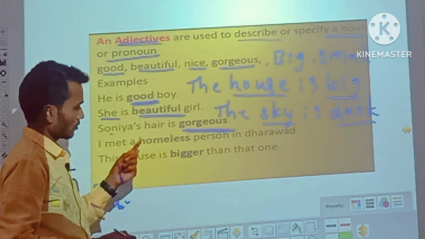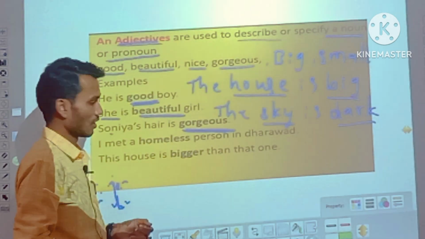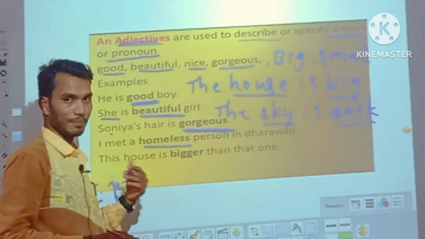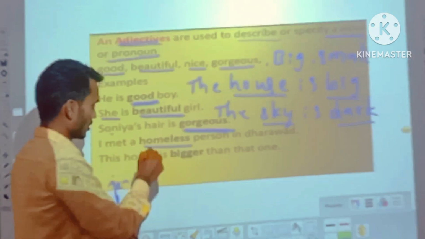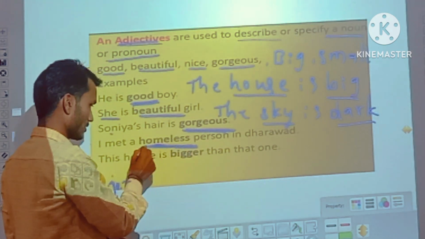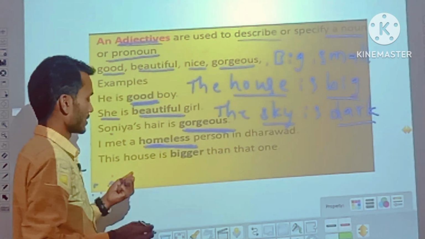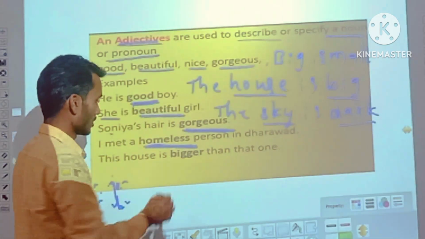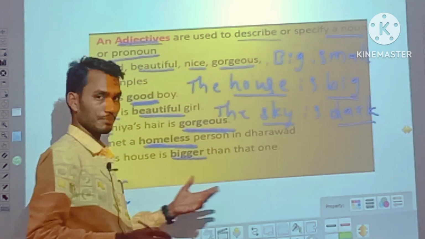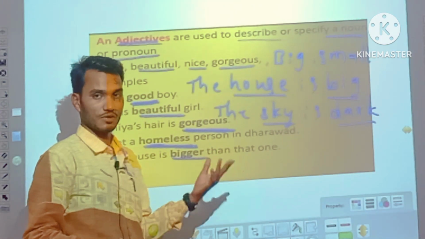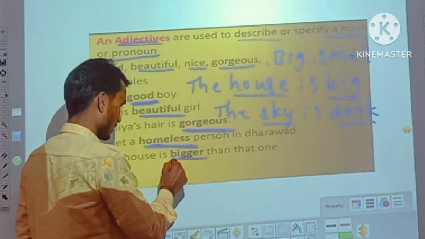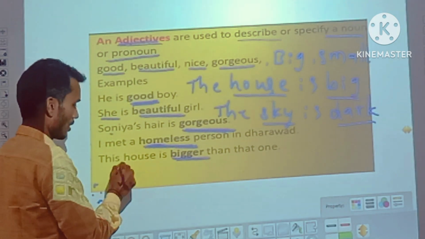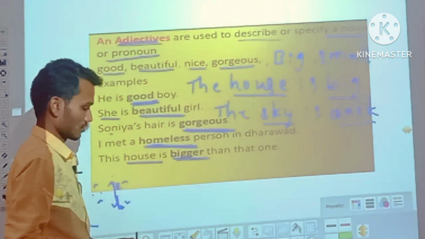Then, I met a homeless person in Dharwad, right? What kind of people did I meet? Homeless people. Here homeless is an adjective. Then this house is bigger than that one. Here big, bigger, biggest are degrees of comparison, right? Here bigger is an adjective which modifies the noun, that is the house.